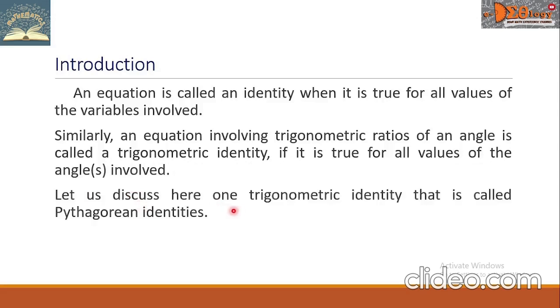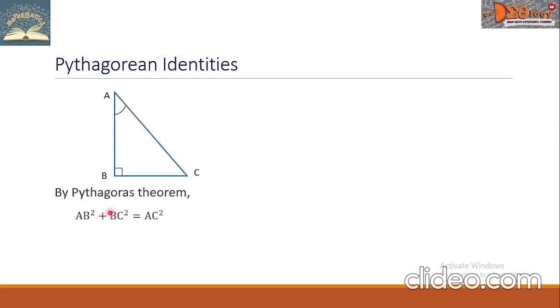Let us discuss here one trigonometric identity that is called Pythagorean identities. Let's have this right triangle ABC. Then we will use this acute angle A later as reference. By Pythagoras' theorem, we can write the square of side AB plus the square of the side BC equals the square of the hypotenuse, which is AC. Let this be equation 1.